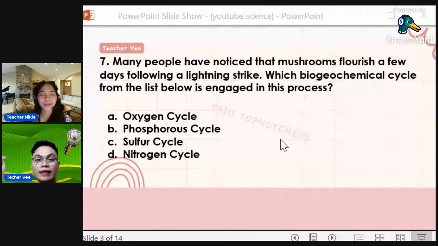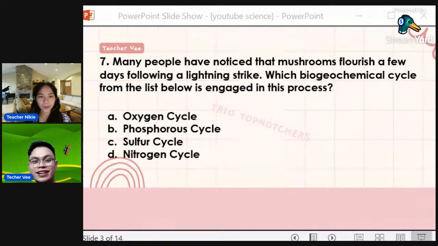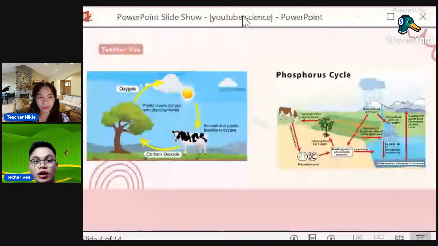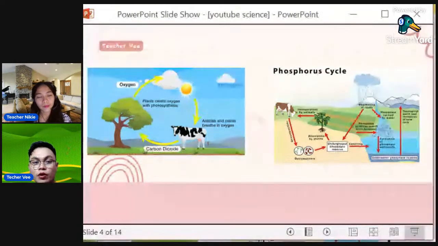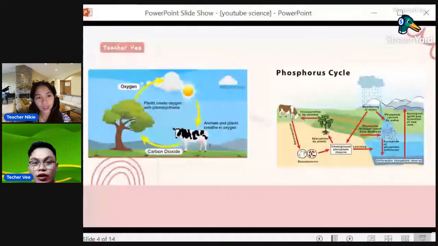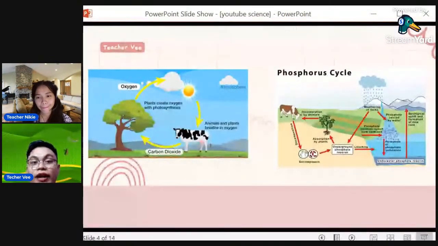So, kumidlat daw, tapos you notice kinabukasan may tumubo na mushroom. Tapos kinain mo yung mushroom. Tapos nahilo ka, Charis. Okay. So, yung tamang sagot naman is letter D. Very good. Okay. So, what is nitrogen cycle or the following cycle? Okay. So, first picture, we have the oxygen cycle. No? So, sa nakita nyo po, again, this is an oxygen cycle. Okay. So, again, plants create oxygen through photosynthesis.